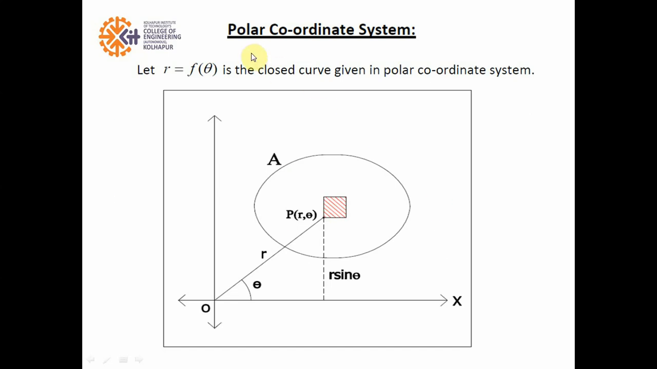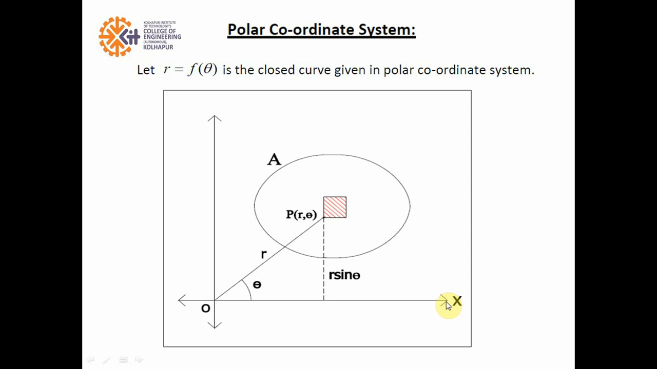Now we see the formula in polar coordinate system. So let r is equal to f of theta be a closed curve in polar coordinate system. This OX is the initial line. P of r theta is any point inside the plane area A, and this is an elementary area, and the distance OP is equal to r, and theta is the angle made by this radius vector with the initial line.